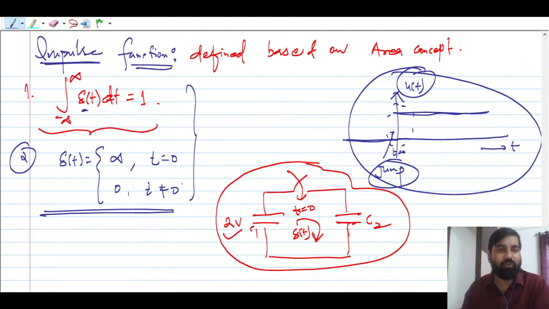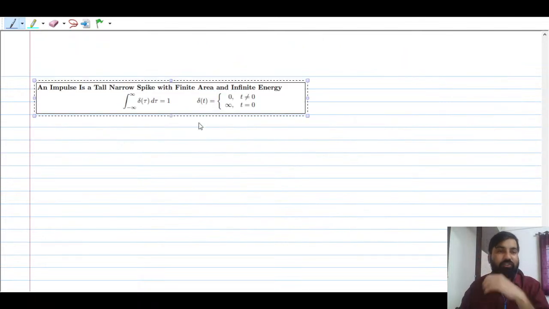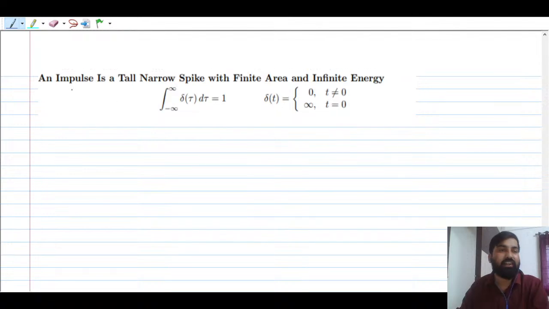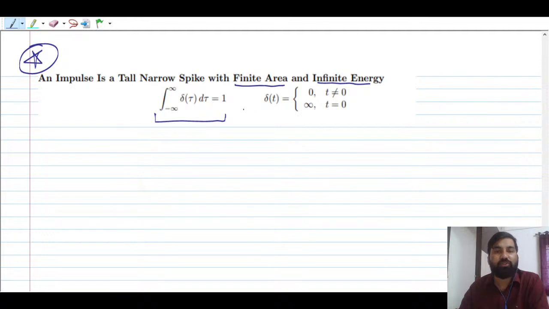So remember these two definitions. Make sure that at t equal to 0, you don't write 1 here. That is wrong. And if somebody asks what is the energy of the impulse function, it has infinite energy, so don't talk about energy. If a signal has finite energy, then only do you call it an energy signal. So remember, the impulse is a tall, narrow spike with finite area and infinite energy. This is the first definition that we have: the integral of delta of tau d tau, the area under this, is always going to be 1.